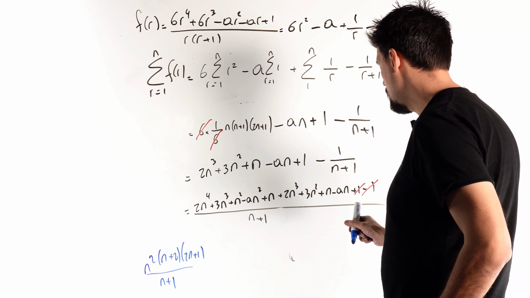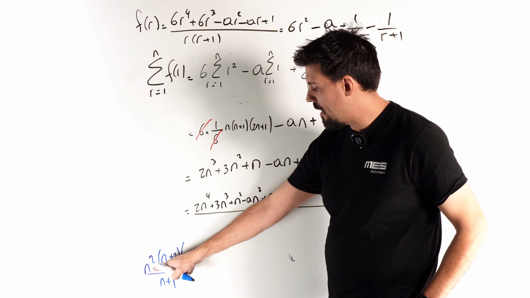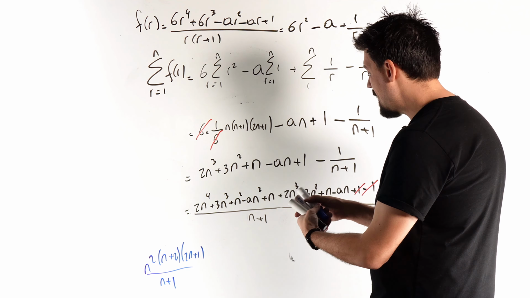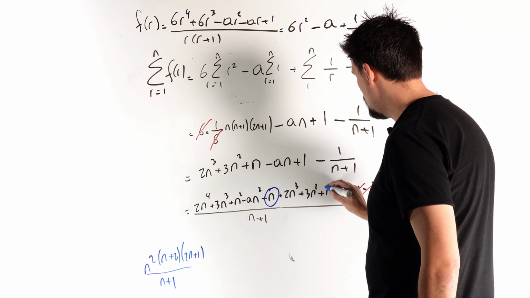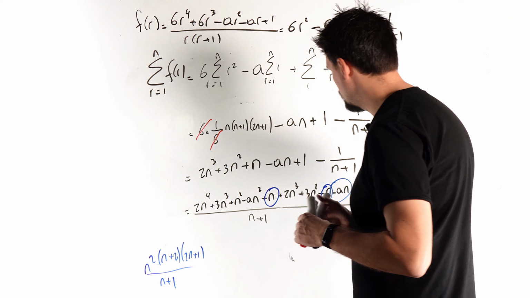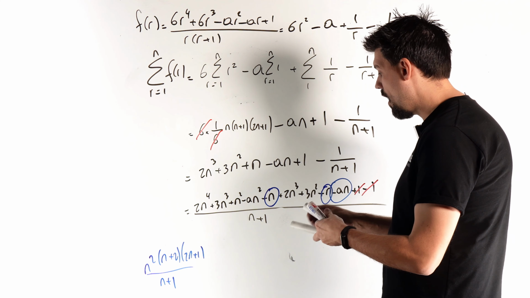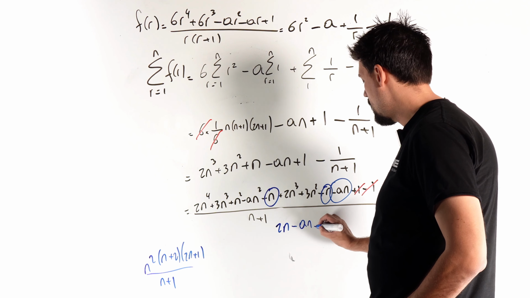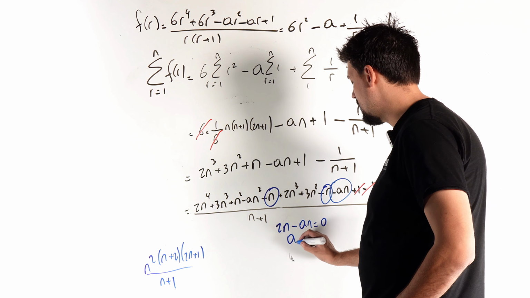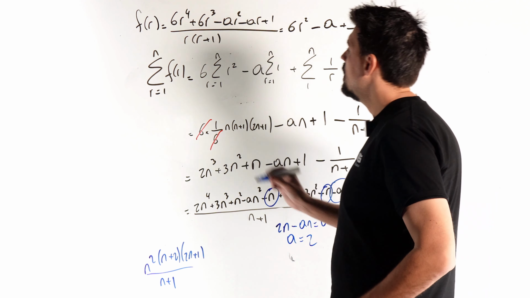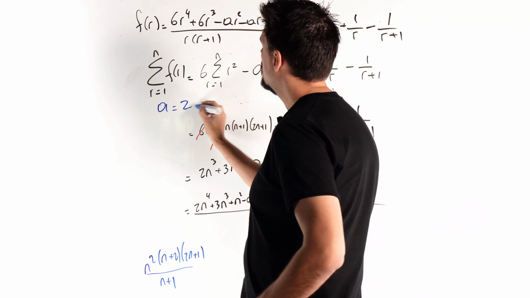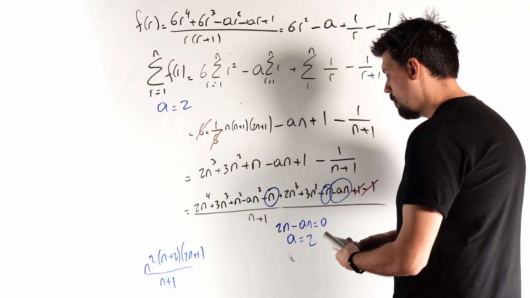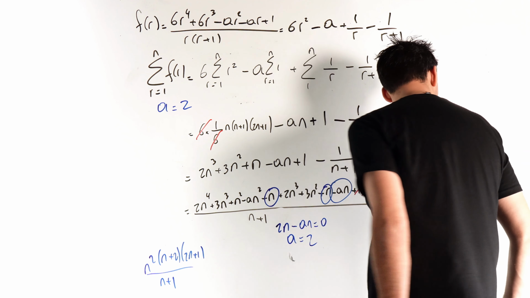I should now, looking at this, be able to take out an n squared, which means the n terms need to cancel out. So I need 2n minus an to be 0, so that should tell me that a equals 2. So this is my proposed answer, a equals 2. Now if I have a equals 2, what does this become? What do I end up with?